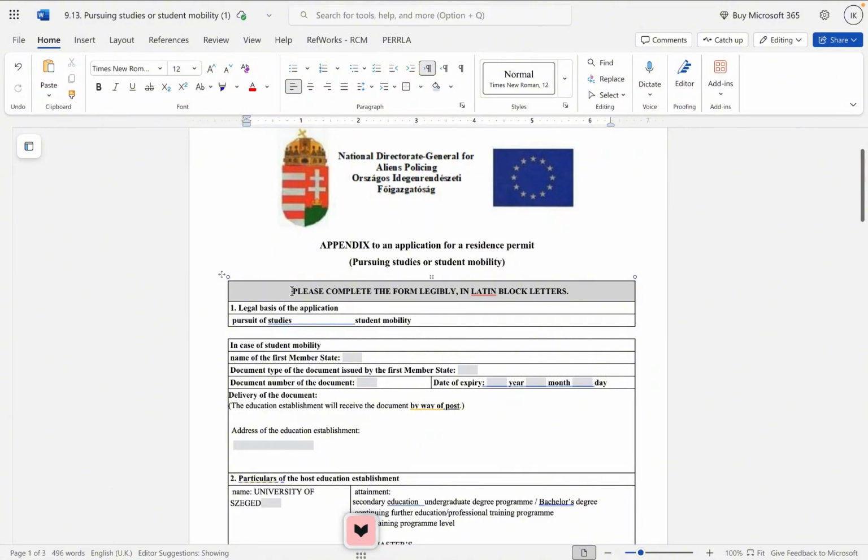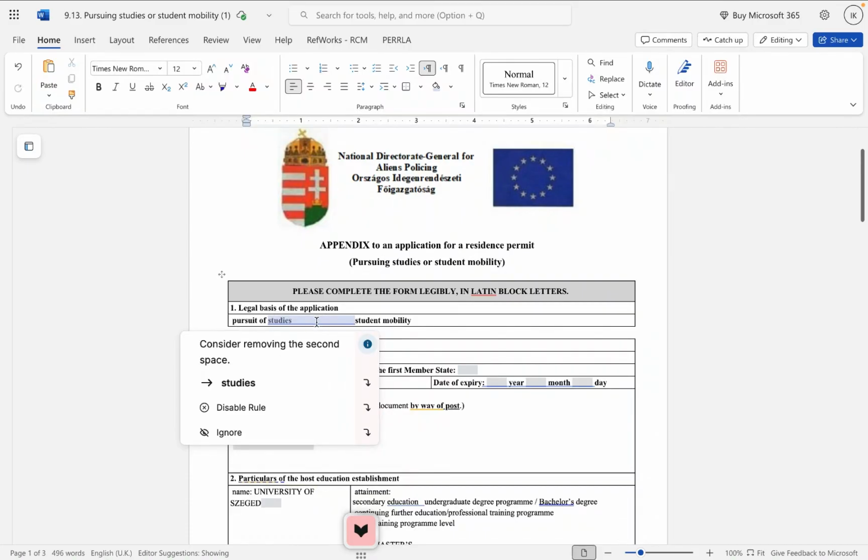So first of all, you should understand that this form requires you to do the filling out in block letters, Latin block letters. You should complete the form legibly, make it readable, and it should be done in block letters. So now, what is the legal basis that you're coming here? I have told you you are not coming here on student mobility. You're coming here to pursue your studies. So you tick here.